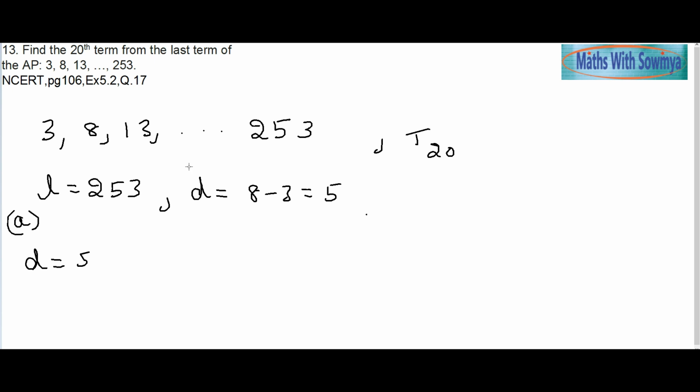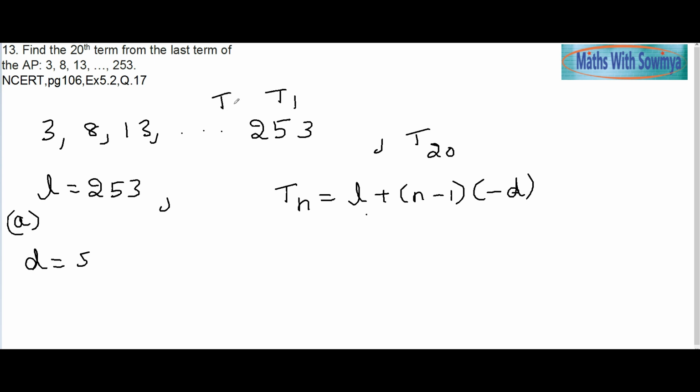Whenever we want to work from the last term, take Tn is equal to L plus n minus 1 into D. We take D as negative because we come in the opposite way. From here to here, if this is my first term, I would take T2 minus T1, as we have done here, 8 minus 3. Here, automatically, it should be negative.